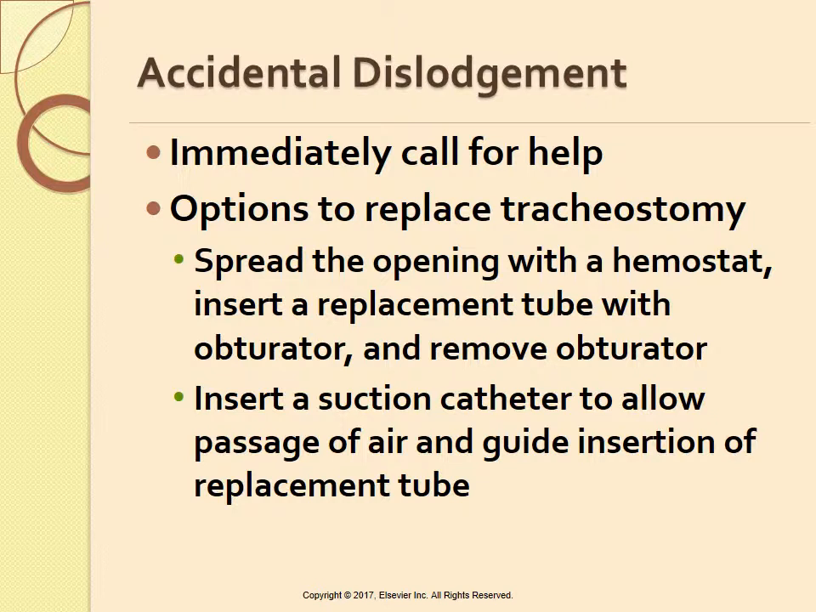Insert the obturator in the replacement or spare tracheostomy tube that you have at the bedside. Lubricate with saline and insert the tube into the stoma. Once the tube is inserted, remove the obturator immediately so that air can flow through the tube. Alternatively, insert a suction catheter to allow passage of air and to serve as a guide for insertion. Thread the tracheostomy tube over the catheter and remove the suction catheter.